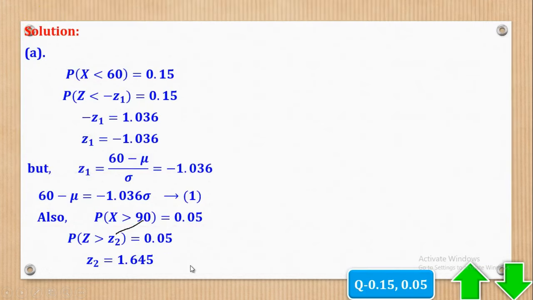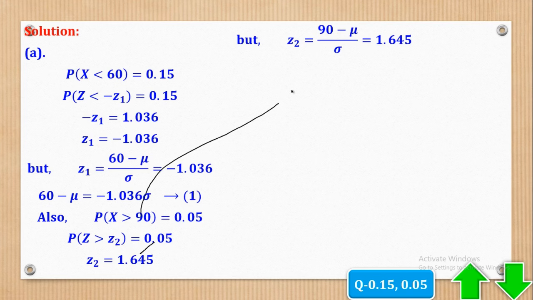Therefore, I shall come here and write, and I think you realize that this is now a positive value. So I believe by now you know how to distinguish positive and negative based on the previous example. So when I remember that this one was got by standardizing 90, I'll come and standardize 90 to equate it to 1.645. Cross multiply to get equation 2.